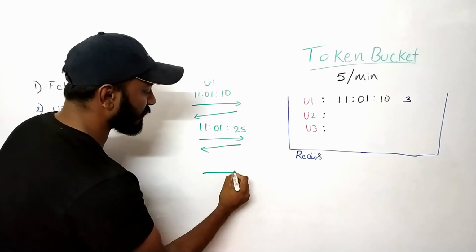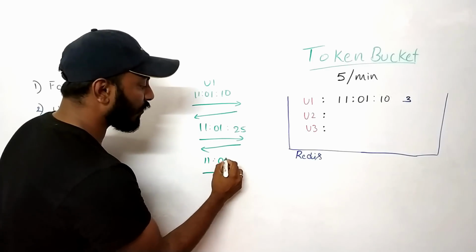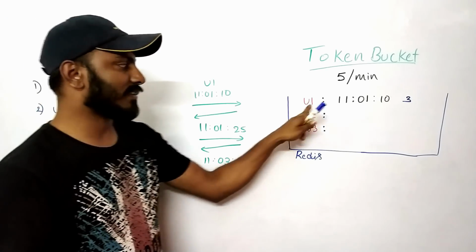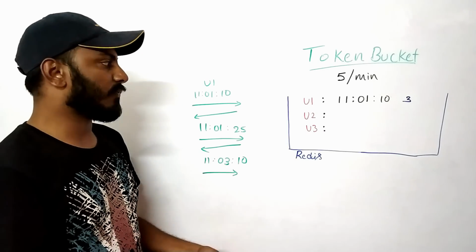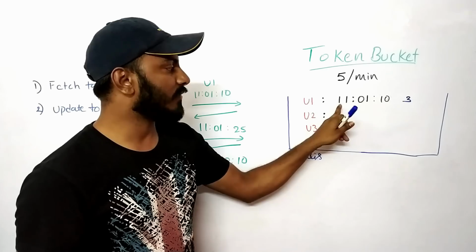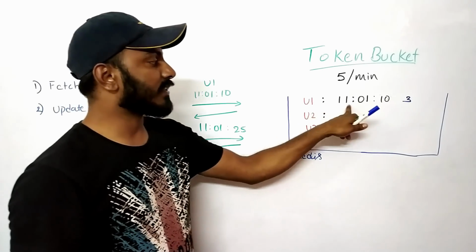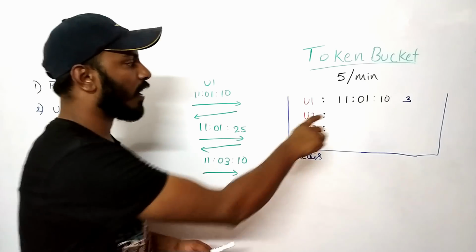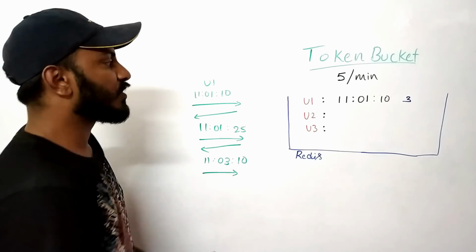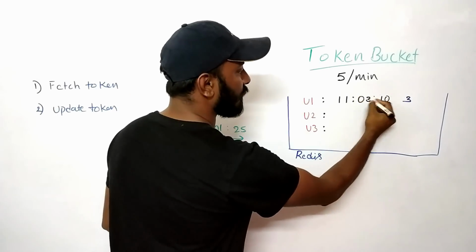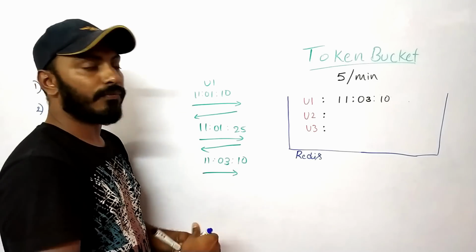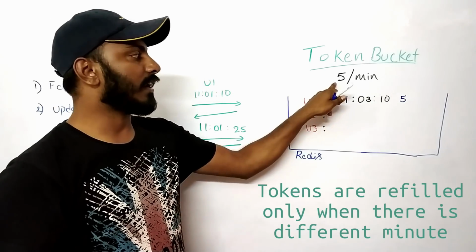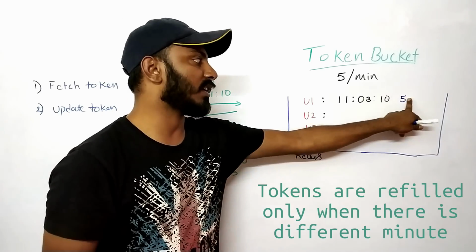So the next request which comes in, say for example, came at 11:03 minute and say 10th second. In this case, we need to access the token information. For the same user U1, we see that here we have the time 11:01. That means we get to know the last access time was 11:01. So we need to refill the token at that point of time. We need to update the time from 01 to 03, and the token we have to reset to 5, because this is the first request we are making at this particular minute, and the rate limit of requests allowed is 5, so we updated it to 5.